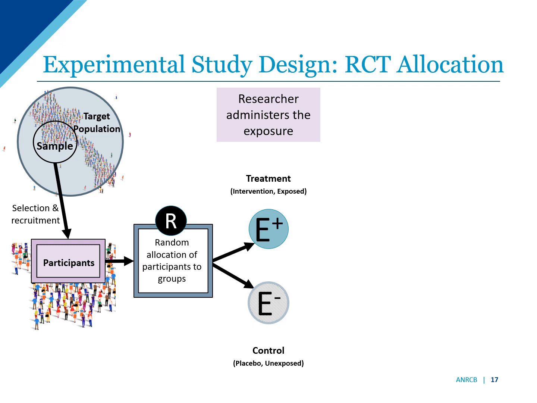In the first steps of an experimental study, the investigator begins with the target population, selects a sample from the population, depending on some selection criteria, determines who is eligible and willing to participate, and then applies a randomization scheme to the participants to allocate each person into either the treatment, intervention, or exposed, or the control, placebo, or unexposed group. The researcher then administers the exposure, a process that may or may not involve blinding.